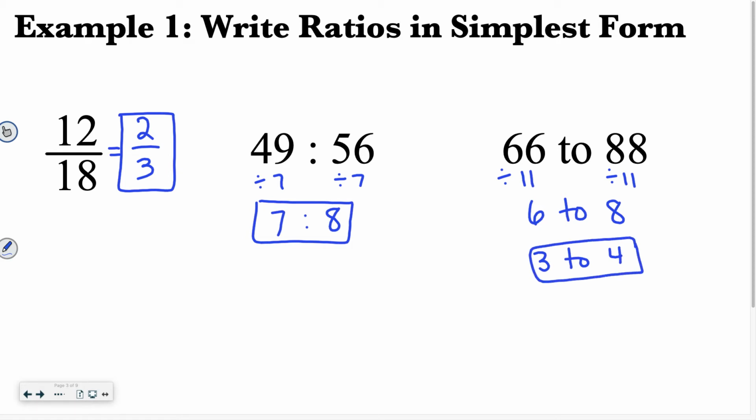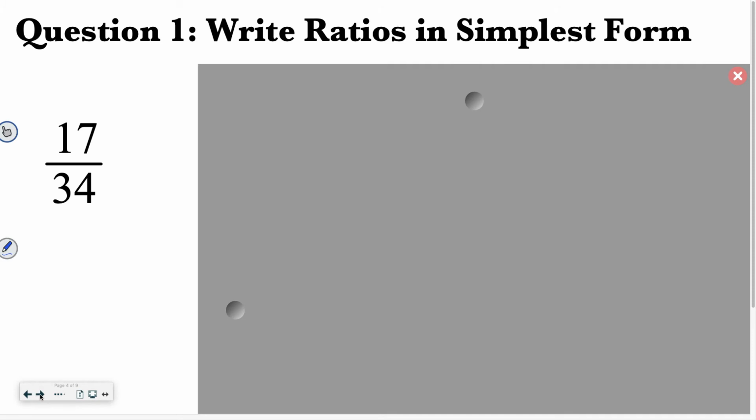Okay. Now, I want you to try simplifying this fraction on your own. Good luck. Hopefully you realized this fraction reduces to 1 over 2. 17 goes into itself once and 34 twice. If you did not get that, please be sure to ask for some help if you have questions.